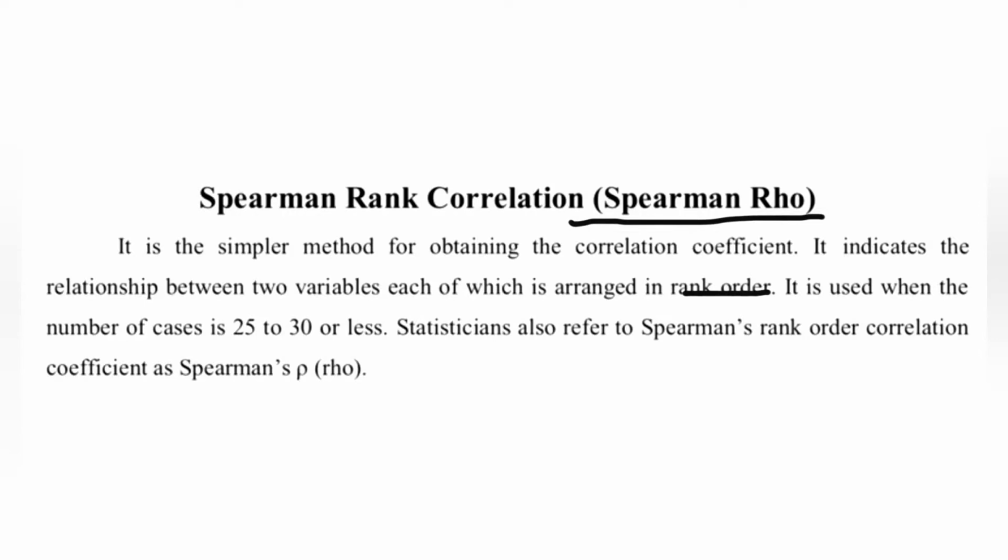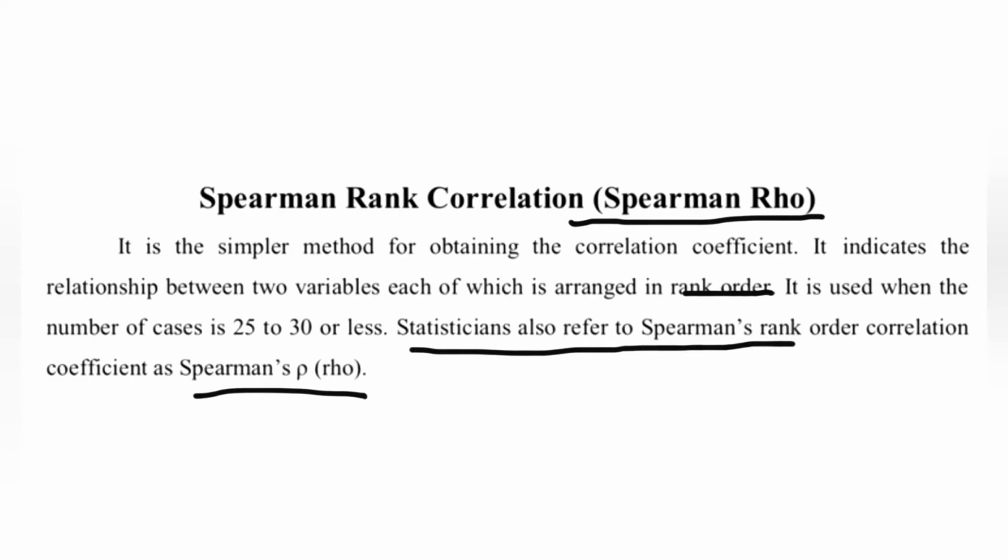So, it is used when the number of cases is 25 to 30 or less. Ibig sabihin, nominal type of data lang yung pwedeng paggamitan na itong Spearman Rho correlation. So sabi din, statisticians also refer this Spearman's rank order correlation coefficient as Spearman's Rho. Okay, yung Greek letter na Rho.